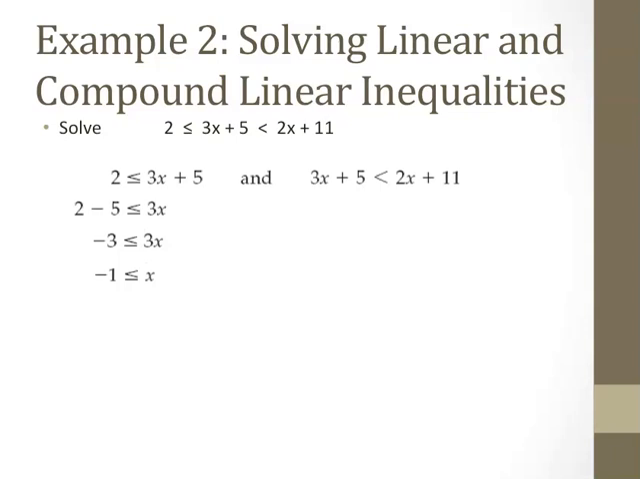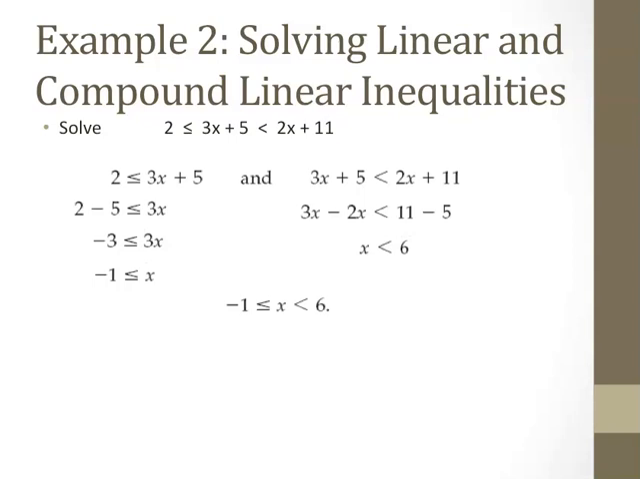Let's solve the second inequality. In this one, I'm going to subtract 5 from both sides, subtract 2x from both sides, and that leaves me with x is less than 6. Now I'm going to combine both of those into one compound inequality. So -1 is less than or equal to x, which is less than 6.